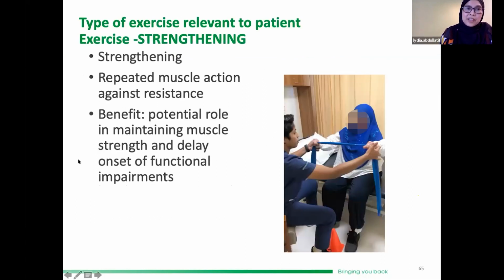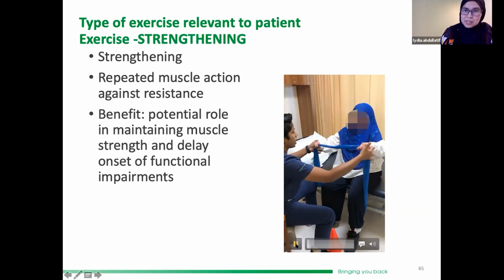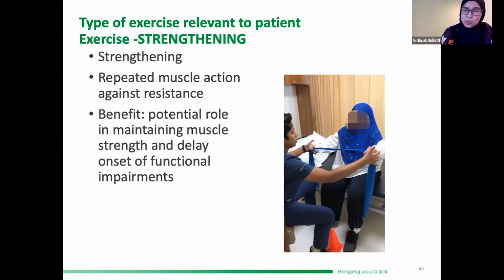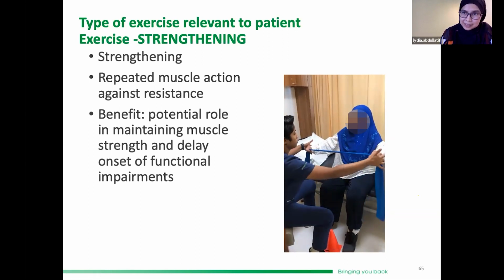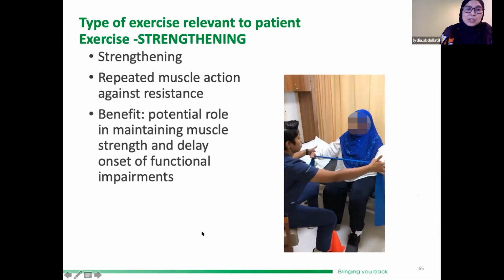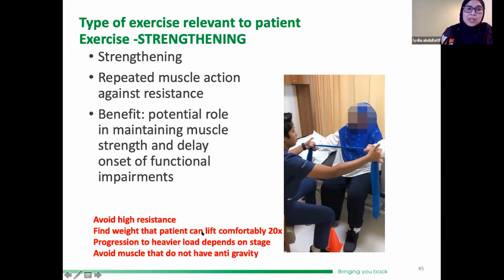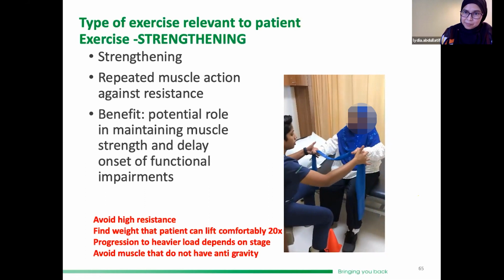So the first type of exercise is strengthening. Strengthening is when you are using repeated muscle action against resistance. The benefit of strengthening in MND is its potential role in maintaining muscle strength and delaying the onset of functional impairment. So this is a simple way of doing strengthening. The precaution is to avoid high resistance.